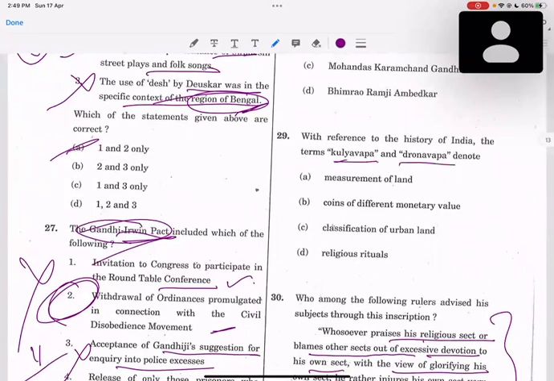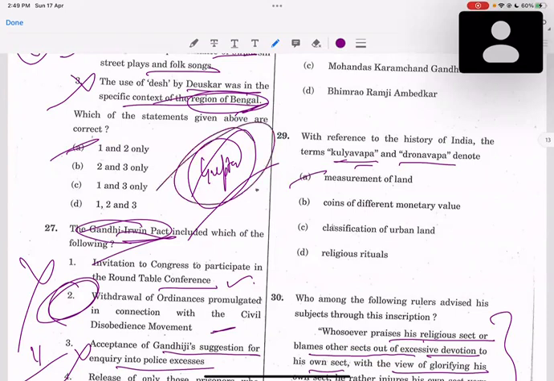Yes, Kulya Bappa, Drona Bappa, I do expect this because, as I said earlier also, the Gupta period is a very favorite period of UPSC. Whatever keywords you come across regarding the Gupta period, do note them and do revise them. So this is the question from that only. Kulya Bappa and Drona Bappa refer to measurement of land. For me it is an easy question because I would have been studying about the Guptas. But yes, if you're not able to attempt this question, it's okay. No need to feel bad.